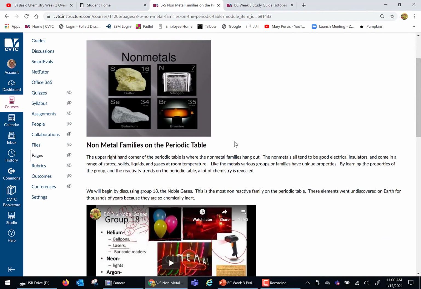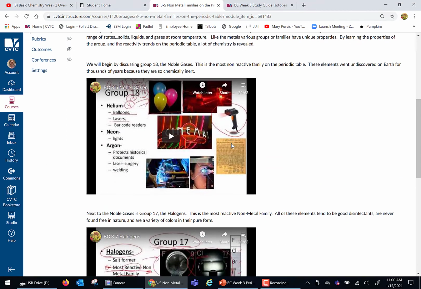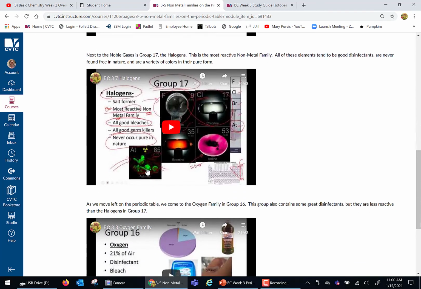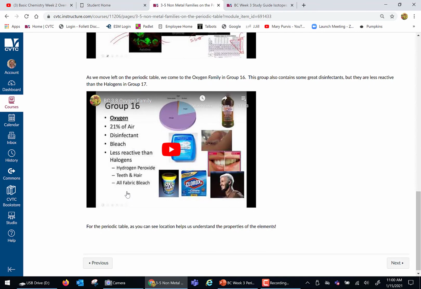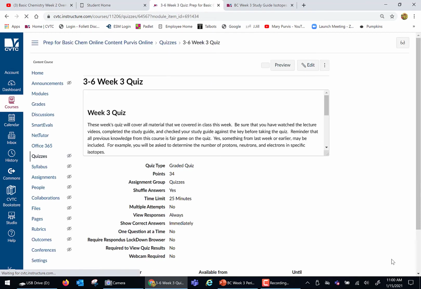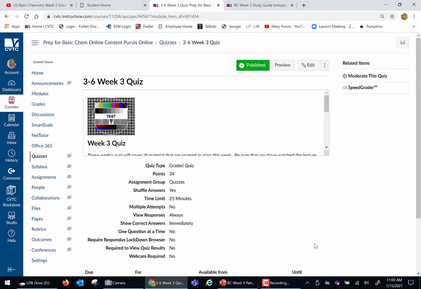Non-metal families, these are the upper right-hand corner of that periodic table. We'll talk about the noble gases, the halogens, good disinfectants, the oxygen family, oxygen, sulfur, good disinfectants, good bleaches, and that will finish off our march across that periodic table. And then we'll have our quiz.